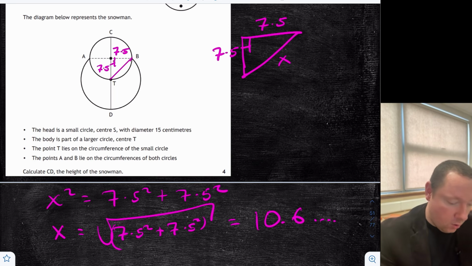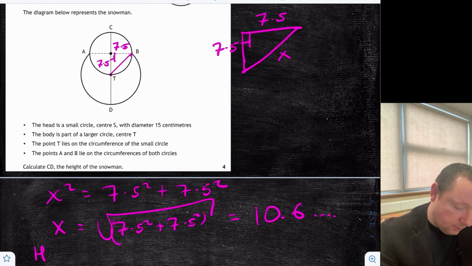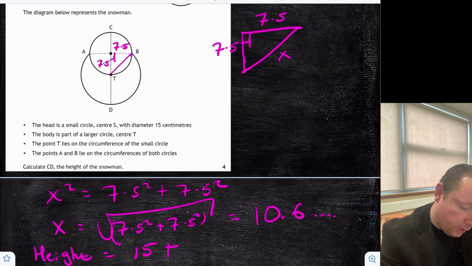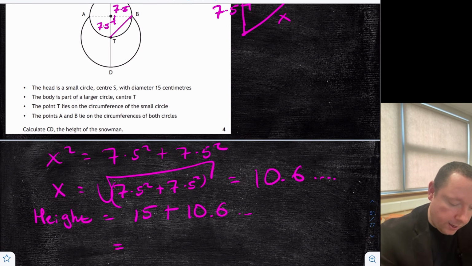So that means now that our height is just, well, let's just double check. It's going to be the diameter to t, which is 15, plus the radius of the big circle, which we've just worked out is 10.6. That gives you 25.6 centimetres.